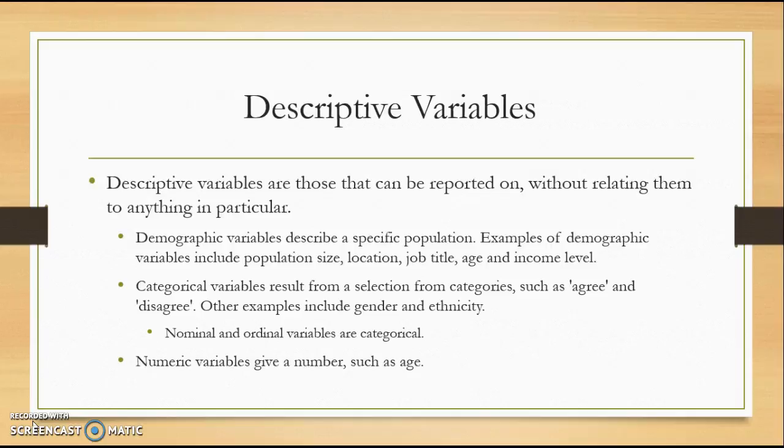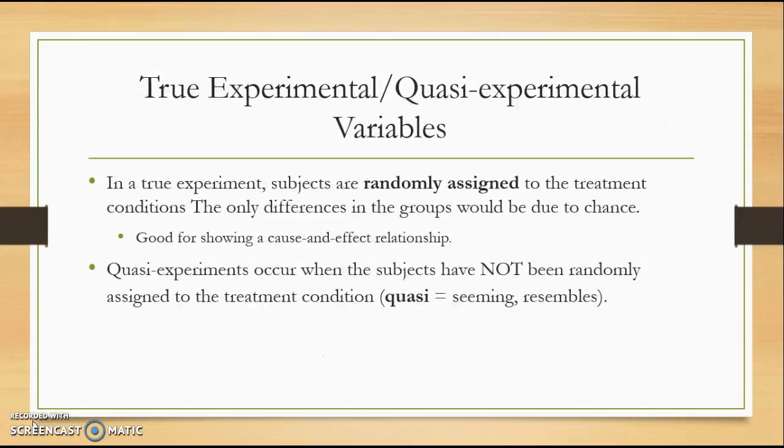Nominal and ordinal variables are also categorical. Numeric variables give a number such as age. To understand the variables in an experiment, it's important to understand the types of experiments. In a true experiment, subjects are randomly assigned to the treatment conditions. The only difference in the groups would be due to chance.